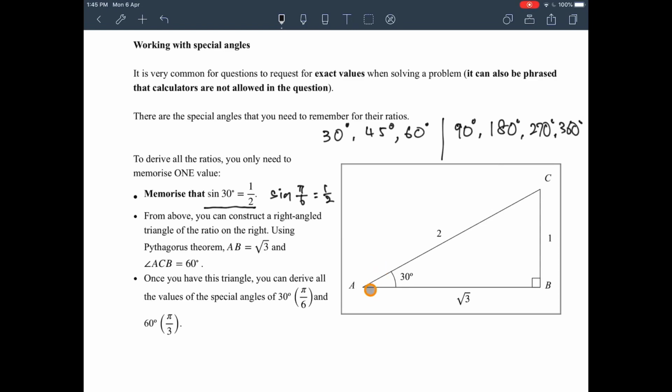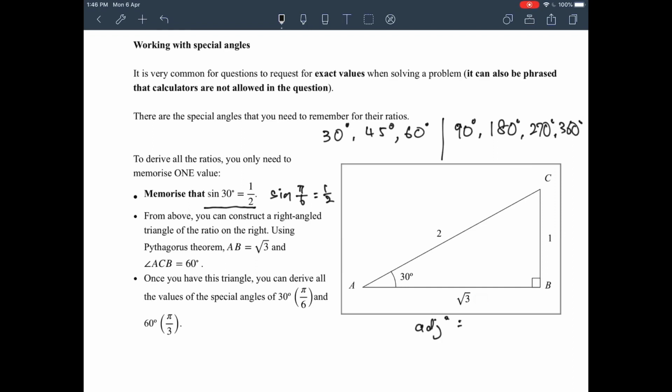So you can draw a right angle triangle like what you have here. If you remember that sine 30 degrees is half, that means the opposite would be 1 and the hypotenuse would be 2. Based on these two sides, you can calculate the adjacent side using the Pythagoras theorem, and that will give you root 3. Okay, so how do we do that?